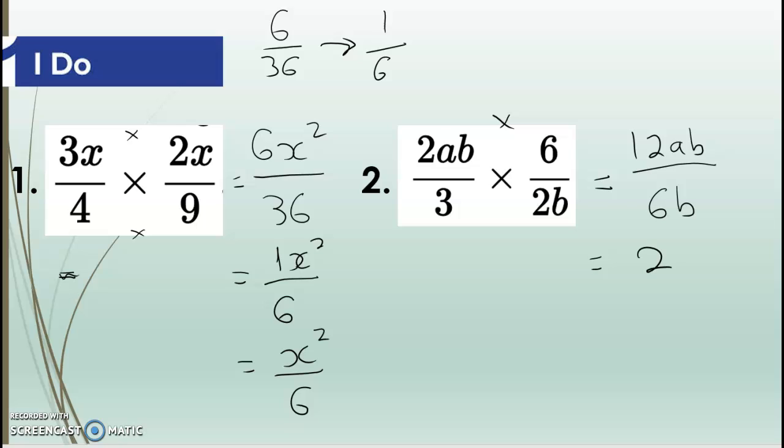Now the pronumerals, that b is going to cancel with that b. So I'm just left with an a on the numerator on the top. And so it's 2a/1, which is just 2a. Fantastic. So the process is multiply the numerators, multiply the denominators, and then simplify.